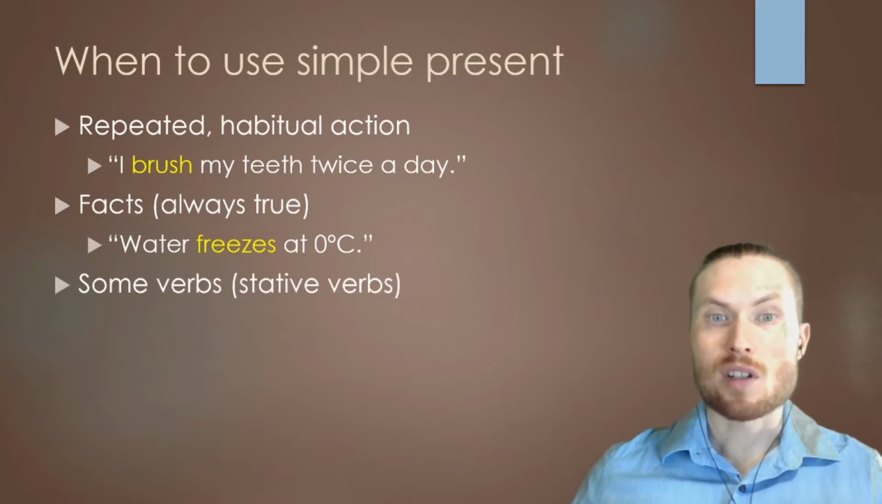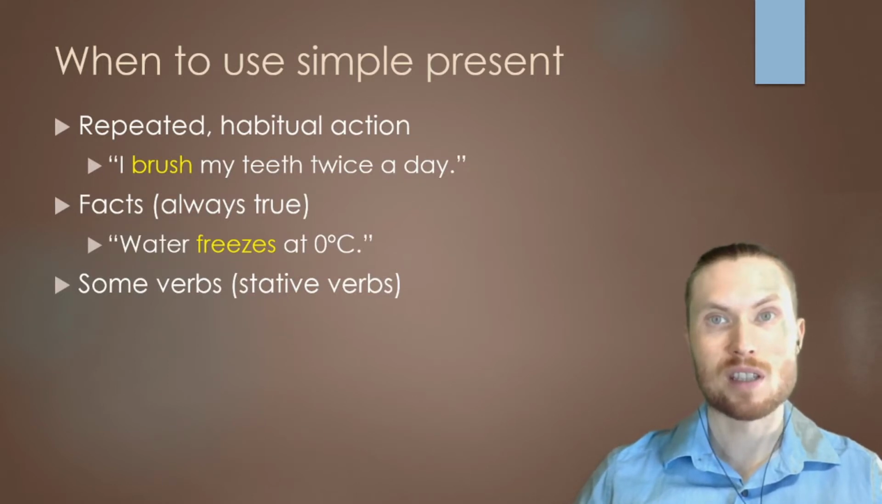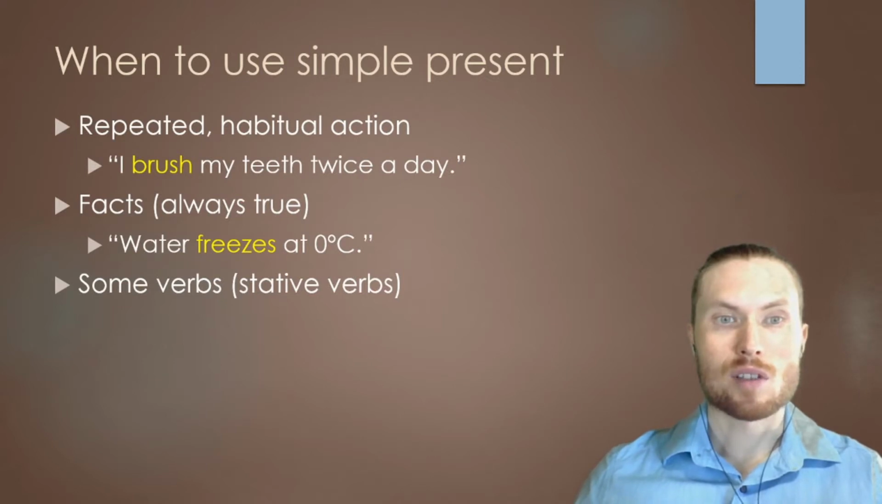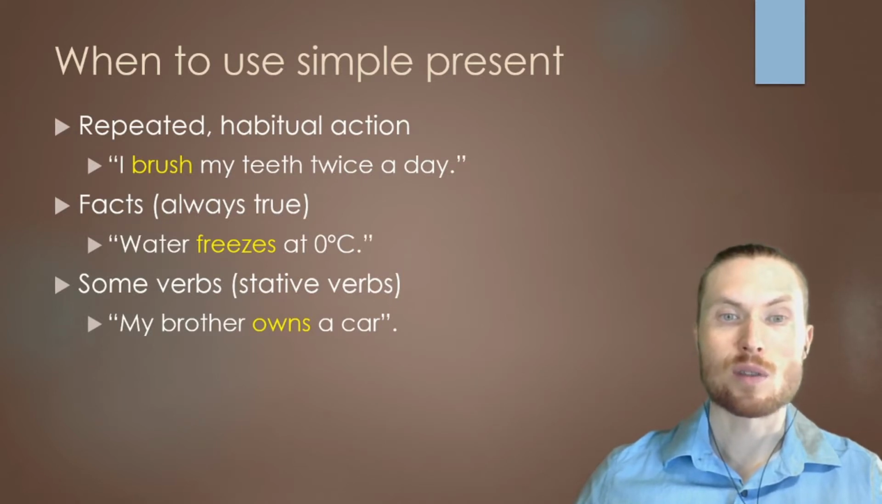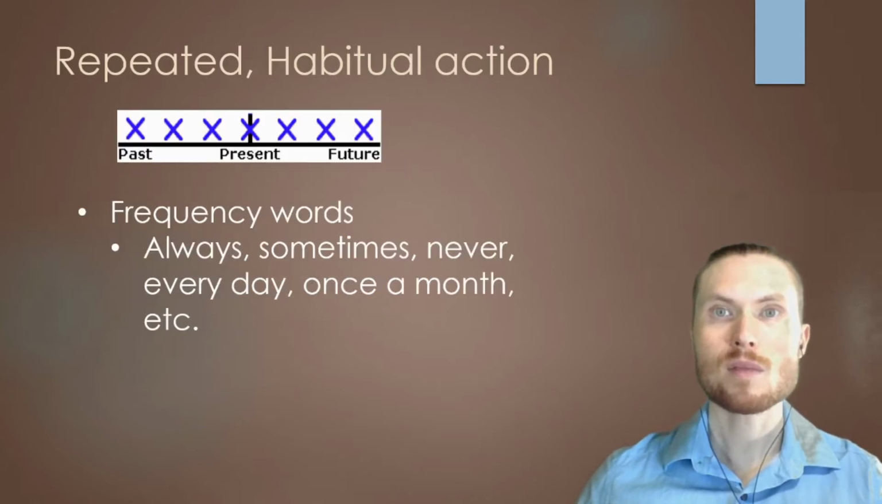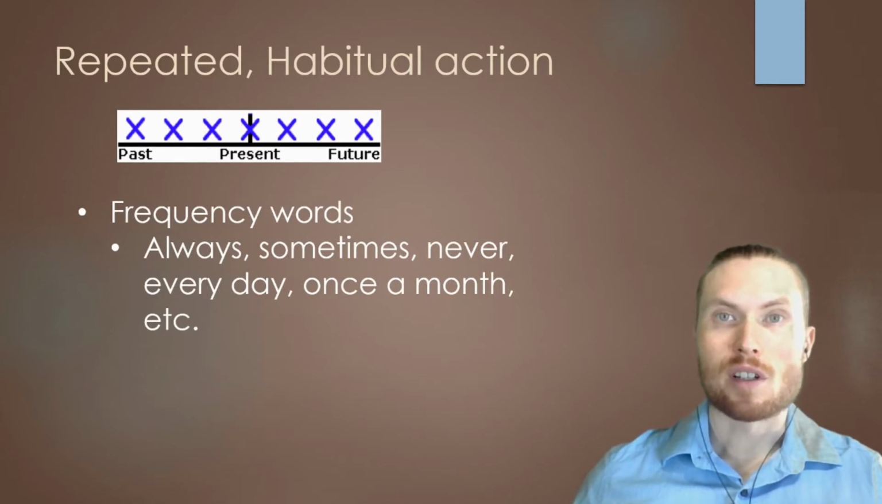And some verbs, called stative verbs, almost always use the simple present. And these verbs never use present continuous. For example, my brother owns a car. So own is an example of one of these special verbs that's almost always used in simple present. Okay. So let's explain each topic more carefully.